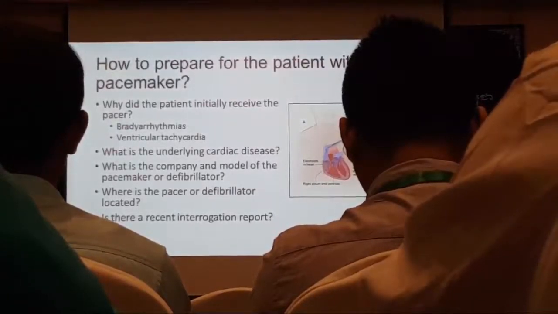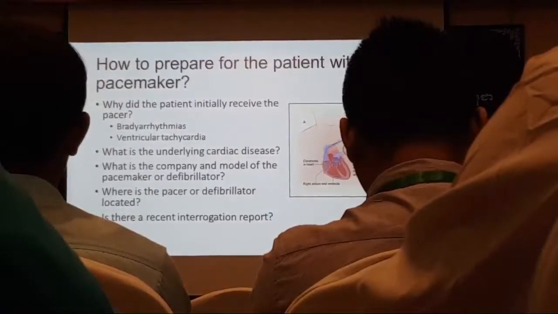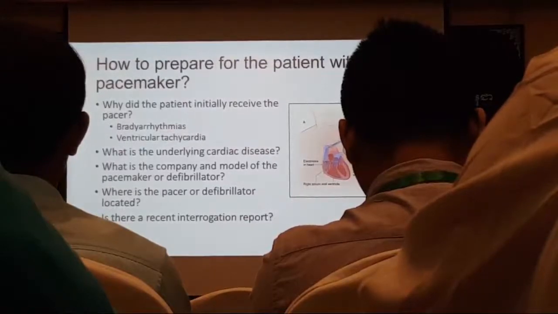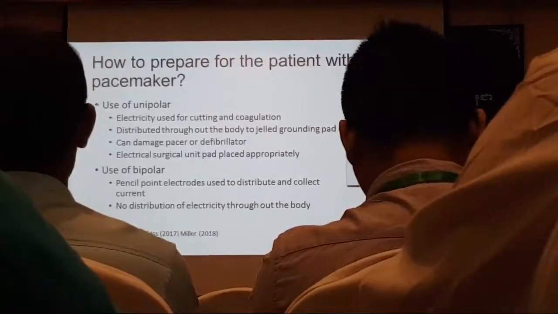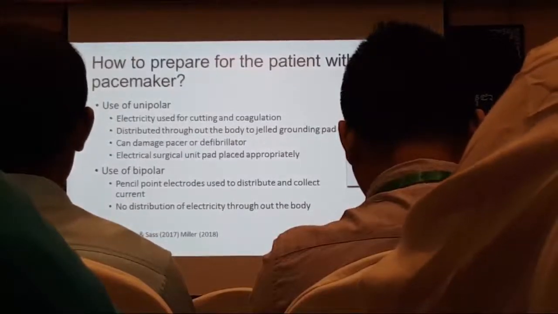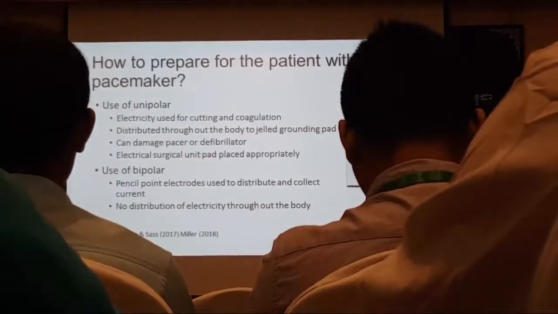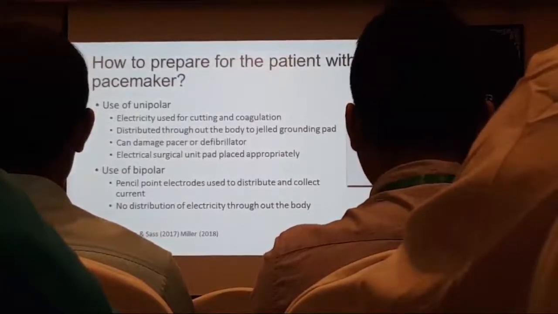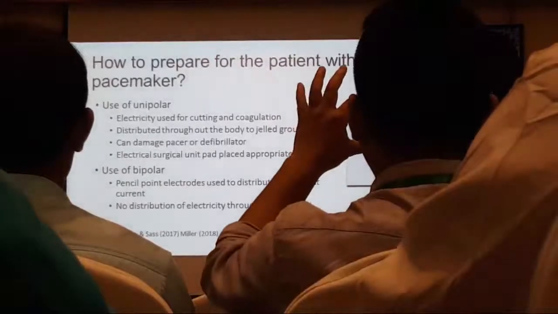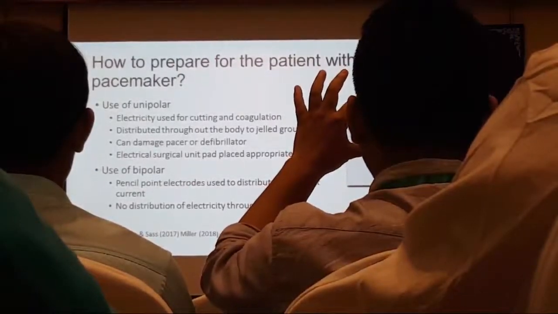If we know the type of pacemaker, we have a magnet, we can place the magnet and put it in an asynchronous mode. If we can't put the pacemaker in an asynchronous mode, if we use Bovie and go ahead and use cautery, it can actually cause the pacemaker to stop functioning and the patient may not be paced, which can create problems. So we have to know the type of pacemaker and how to put the pacemaker in an asynchronous mode.